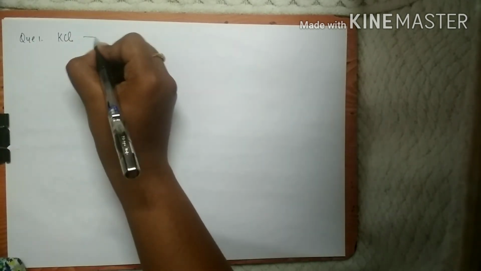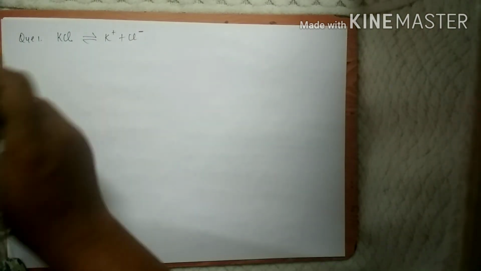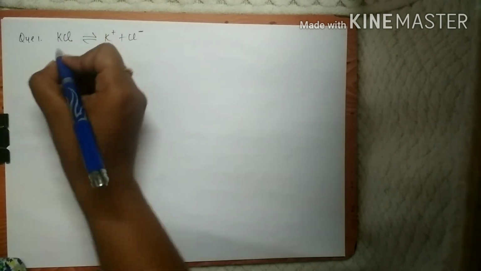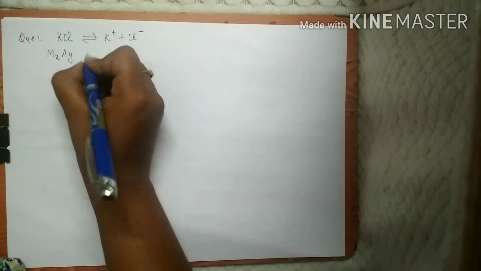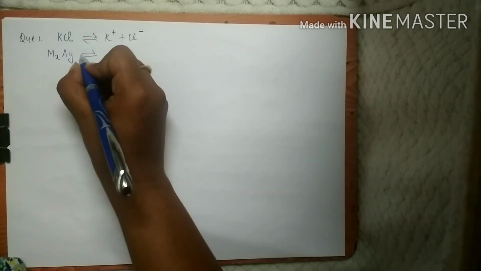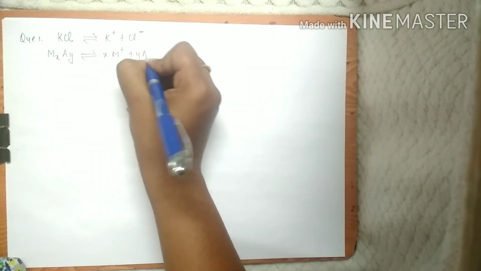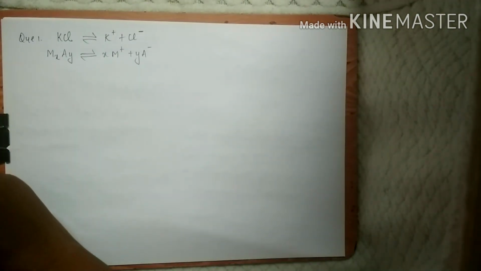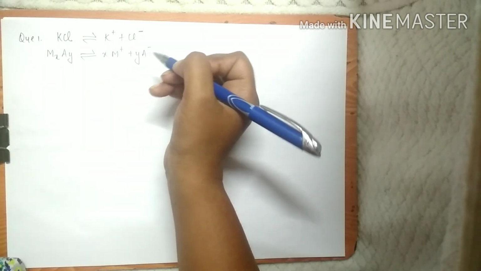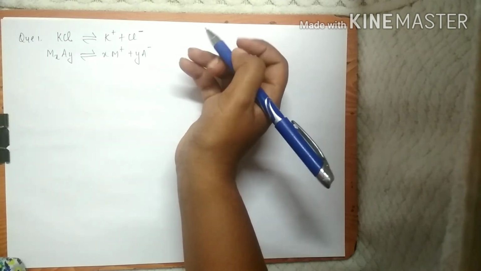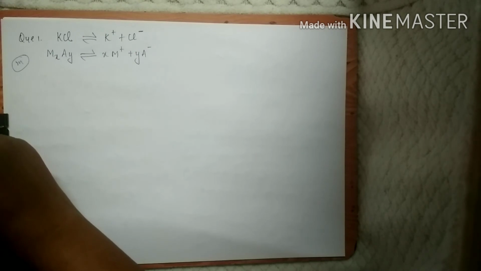So how is KCl going to dissociate? It will be K positive plus Cl negative. Okay, so if I compare this with the previous equation which we have written, then it will be like this, plus y A negative, right? So from here, if we want to calculate the values of x, y and the molality, I'm taking the molality of this solution to be small m. I'm not taking any specific values.